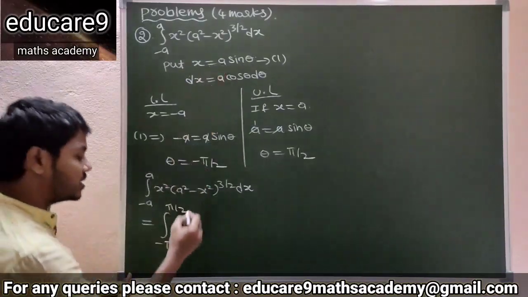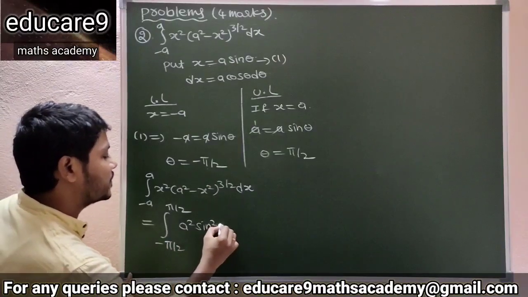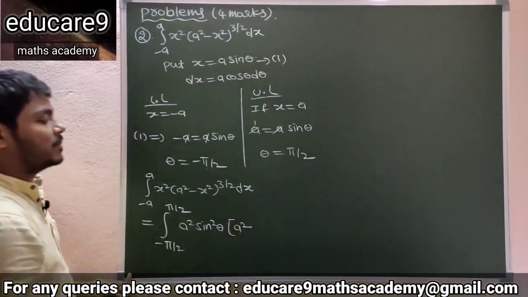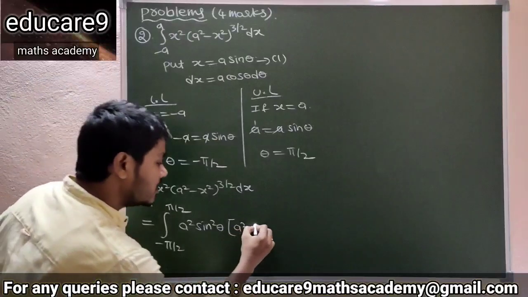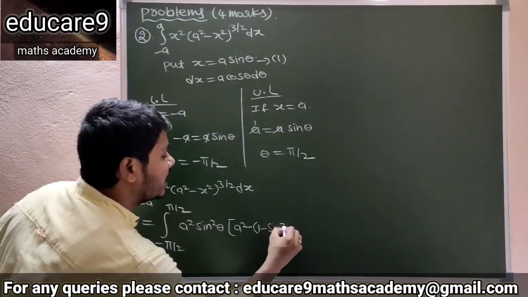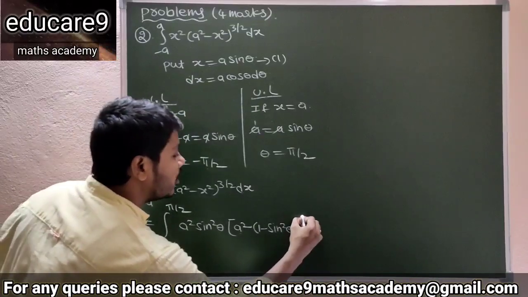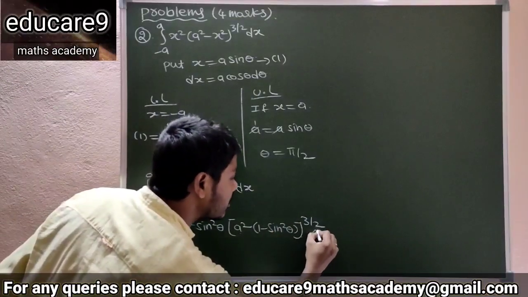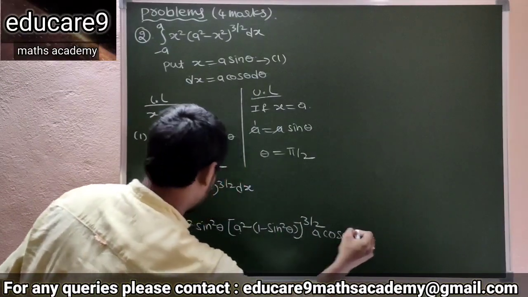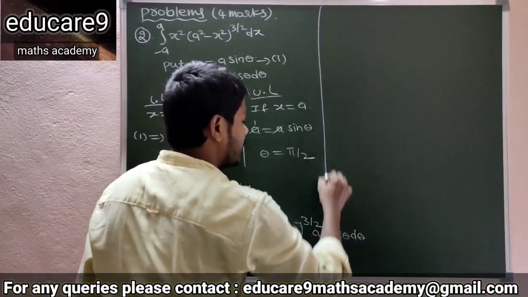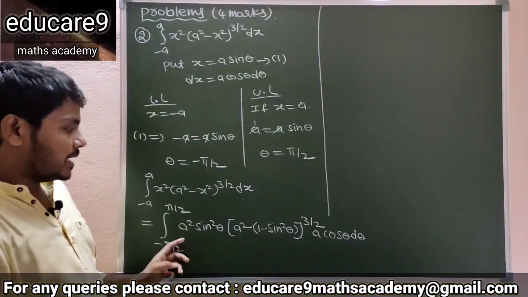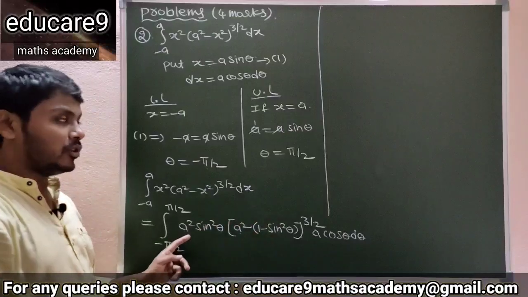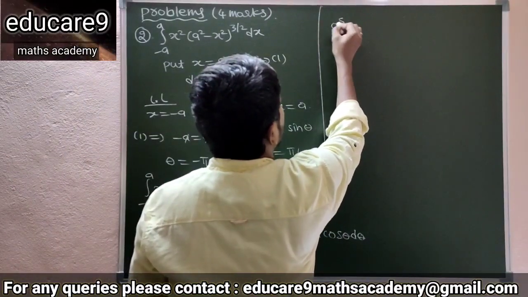x square, that is a square sin square theta, into a square minus x square. So a square minus x square is a square minus a square sin square theta. In that a square is common, you will get 1 minus sin square theta, whole to the power of 3 by 2, and dx value, that is a cos theta d theta. Therefore this can be written as, see here, a square whole to the power of 3 by 2. So 2 gets cancelled, you will get a cube into a square, that is a to the power of 5.